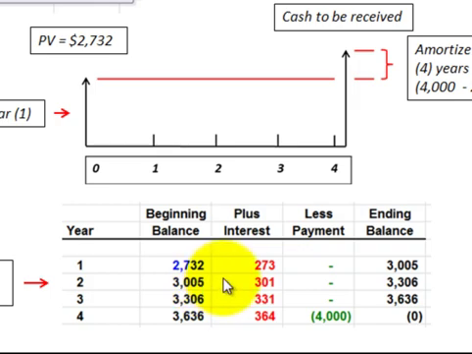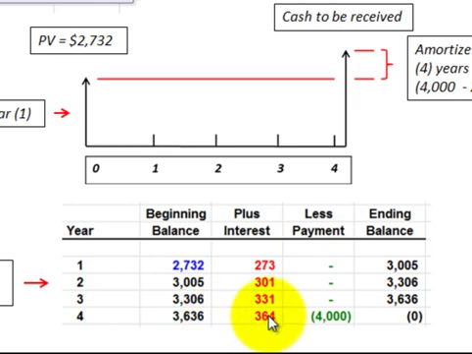We take the interest rate times the beginning balance, and we get our interest revenue. Then we add the beginning balance and the interest revenue, and we get the ending balance for year 2. We go through the same mechanics for years 3 and 4. But looking at year 4 here, we had a beginning balance of $36.36 plus an interest revenue of $364.